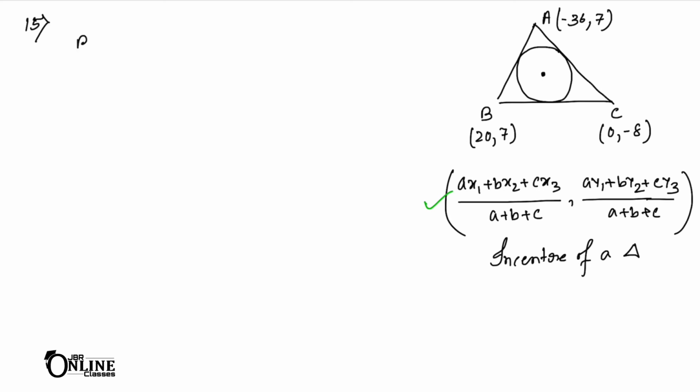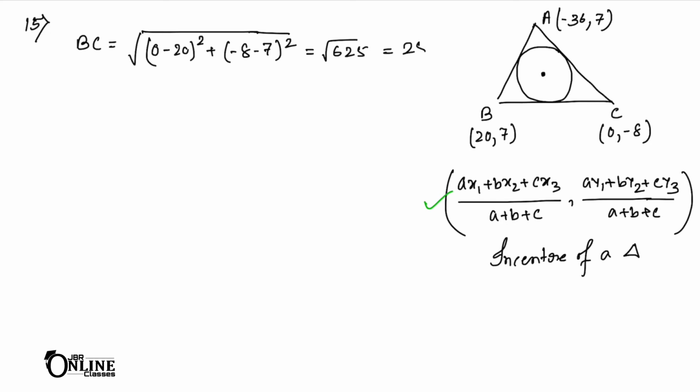Okay, so as here first you have to find out BC. So in that case here BC equal to root of (0 minus 20) whole square, then here (-8 minus 7) whole square. So first one will be 20 whole square and second one will be 15 whole square. So it will be root of 625 and that one equal to 25. Now next one here CA equal to here 36 minus 0. So 36 whole square, it's 1296. Next 7 plus 8 whole square, that means 15 whole square.